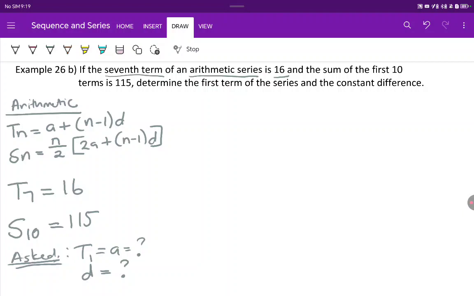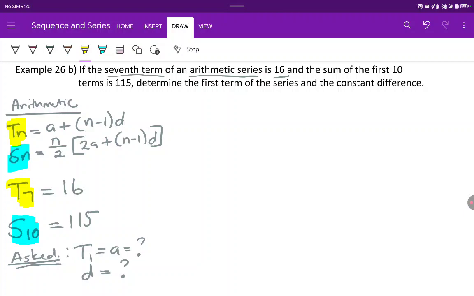115. Now, because I wrote everything down, this is so much easier to connect, because now I know that this is a term question and I can use the Tn formula, and this is a sum statement and I can use the sum formula. So let's go ahead and do this.